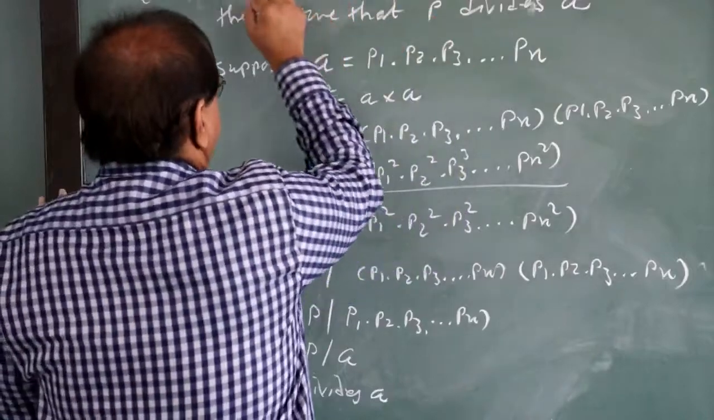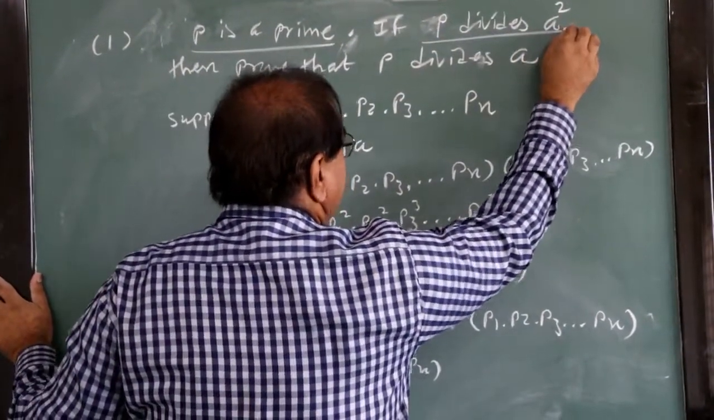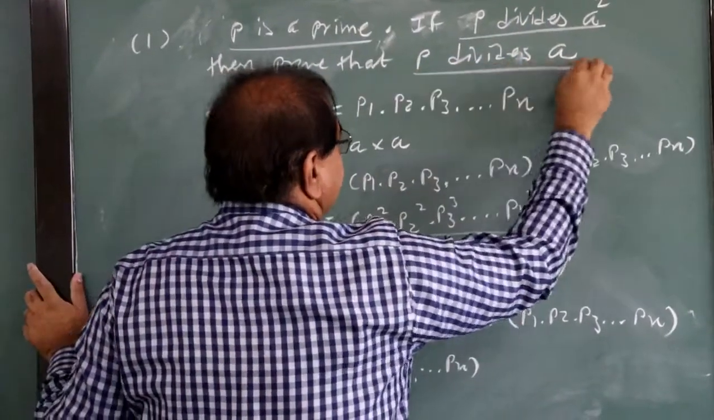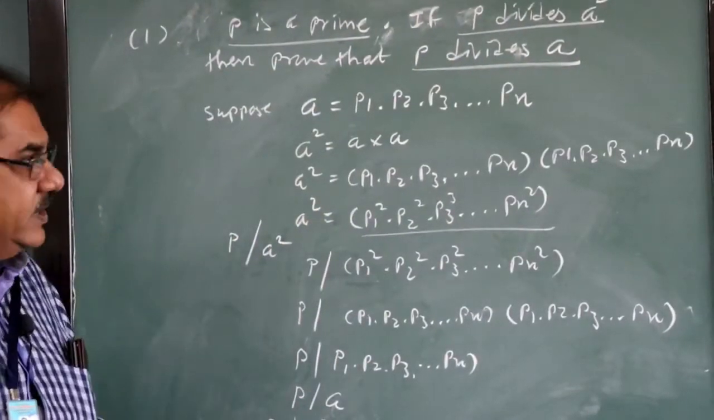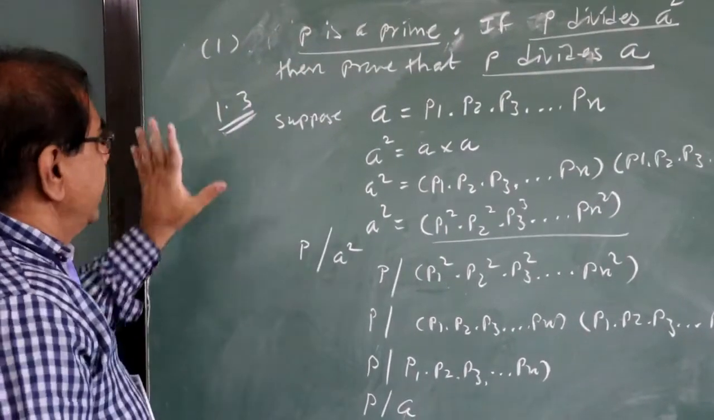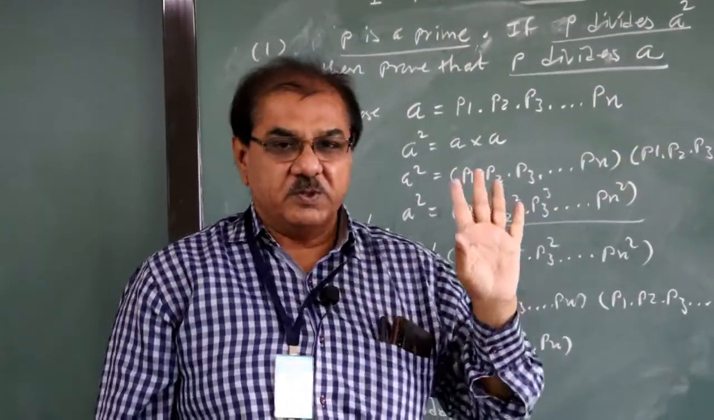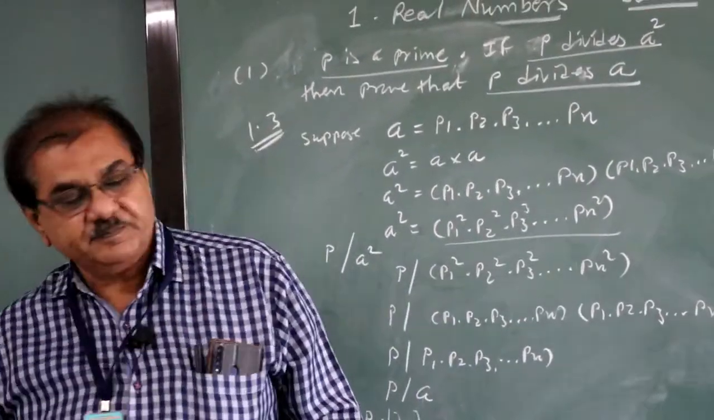Okay, so P was the prime number. It was given that if P is a factor of A square, prove that P is a factor of A, that we have proved. It is your theorem number 1.3. Okay, it is one of the very important results, and using this result we are going to prove certain questions. Okay.